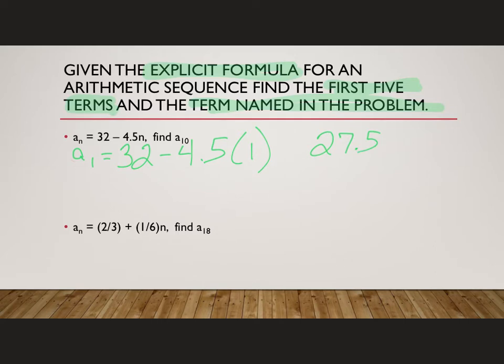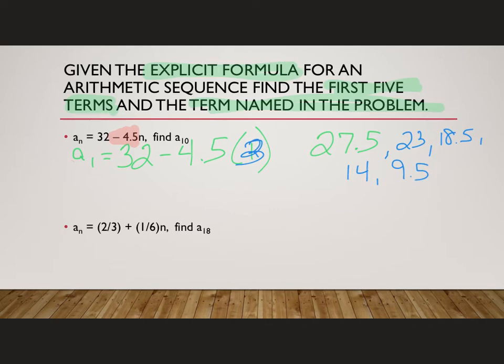I want the first 5, so I know my common difference, I can find it here. My common difference is negative 4.5, so I'm decreasing by 4.5 each time. So I can either keep putting the numbers in here and do times 2, times 3, etc. But I know that I'm going down by 4.5, so then my next number would be 23. Go down by 4.5, I'm at 18.5. Go down by 4.5, I'm at 14. Go down by 4.5, I'm at 9.5. Those are the first 5 terms.